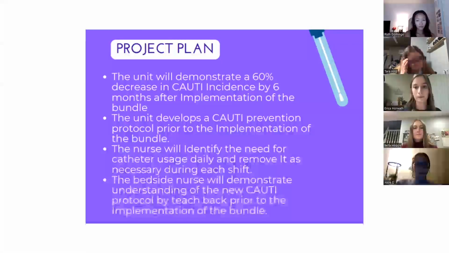And then our third goal is that the nurse will identify the need for catheter usage daily and remove catheters as necessary during each shift.